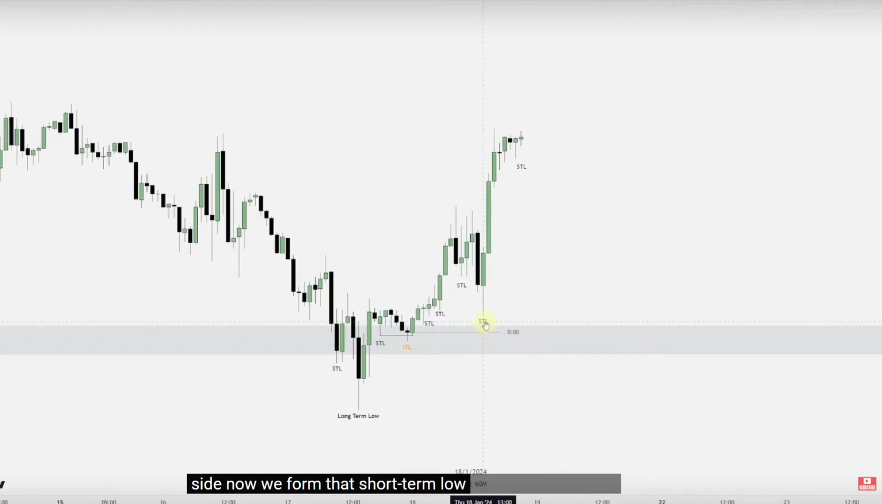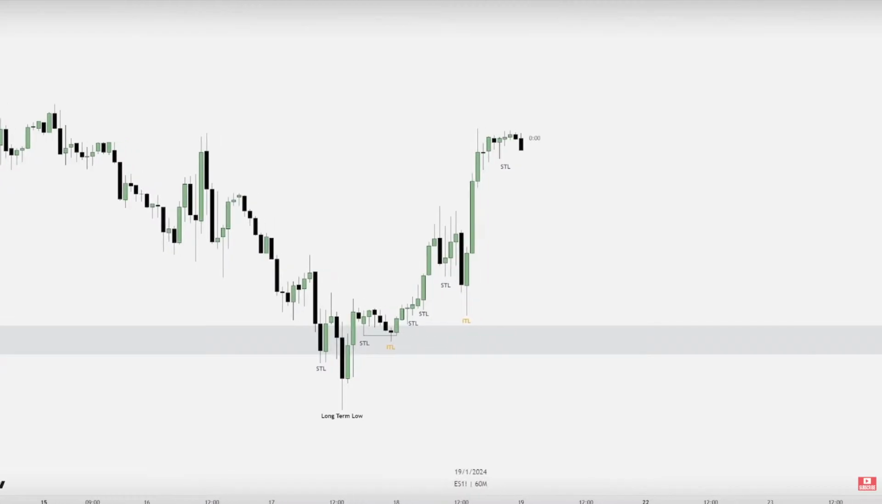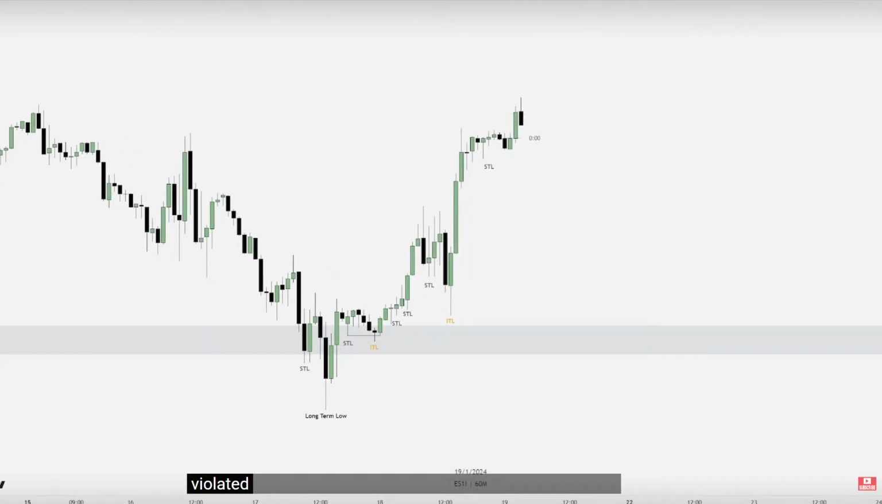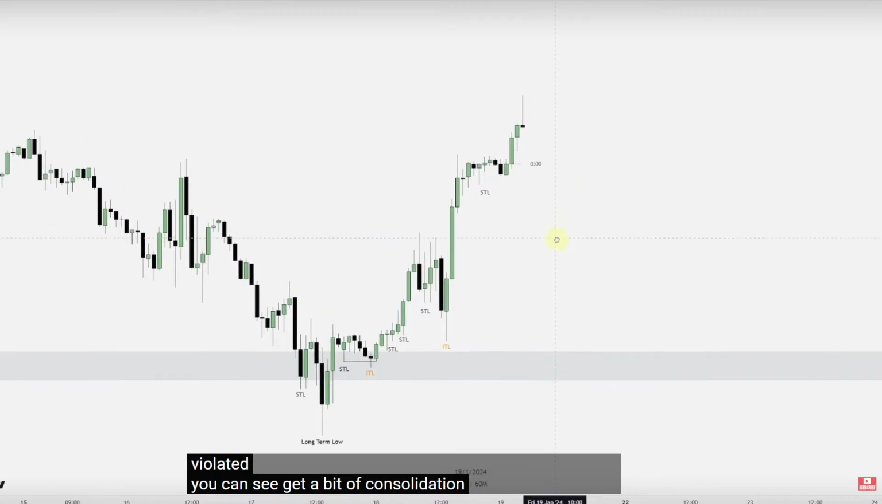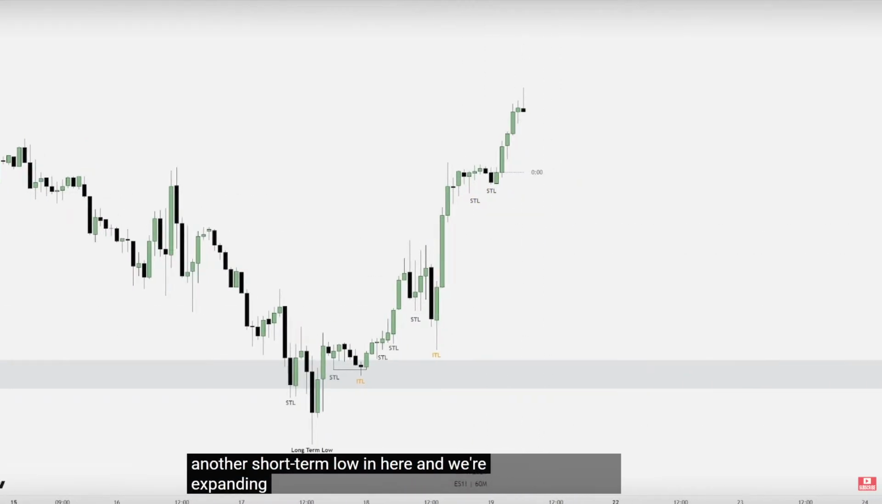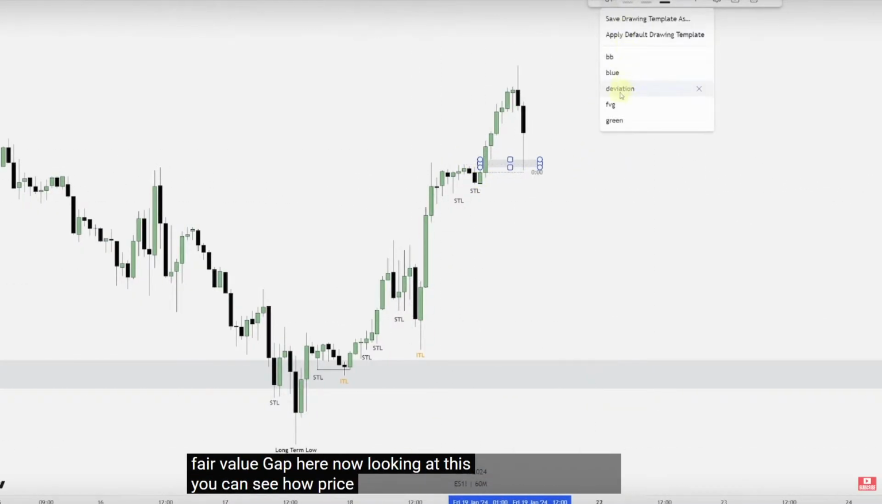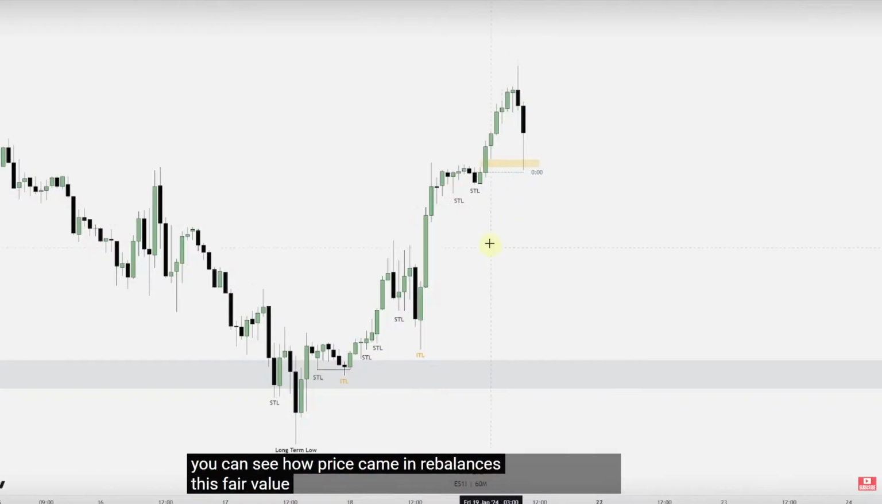Now we form that short-term low. This is then confirmed as an intermediate term low, and I'd want to not see this low be violated. And you can see we get a bit of consolidation, another short-term low in here, and we're expanding higher. Now we have down close candles, a fair value gap here. And now looking at this, you can see how price came in, rebalances this fair value gap, and this is an intermediate term low as well because it rebalances a fair value gap.